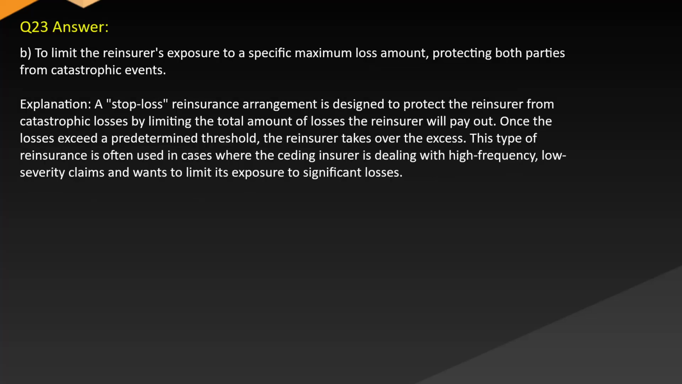Answer. B. To limit the reinsurer's exposure to a specific maximum loss amount, protecting both parties from catastrophic events. Explanation. A stop-loss reinsurance arrangement is designed to protect the reinsurer from catastrophic losses by limiting the total amount of losses the reinsurer will pay out. Once the losses exceed a predetermined threshold, the reinsurer takes over the excess. This type of reinsurance is often used where the ceding insurer is dealing with high-frequency, low-severity claims and wants to limit its exposure to significant losses.